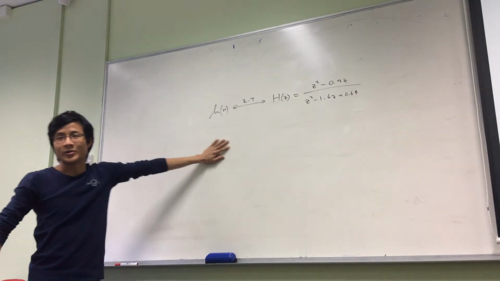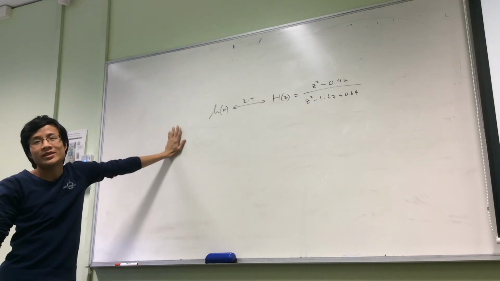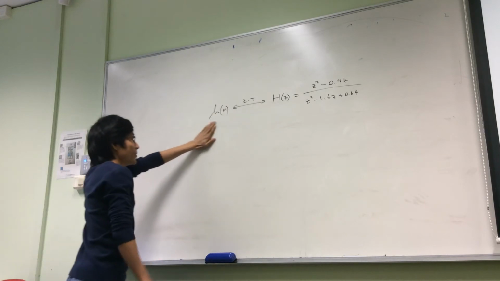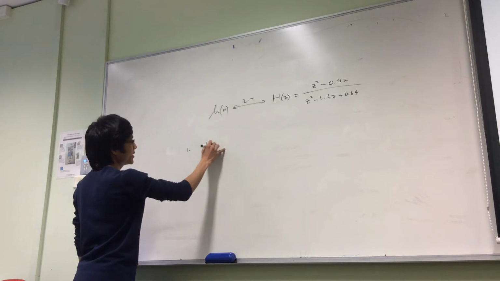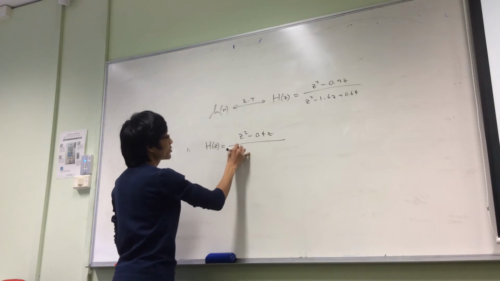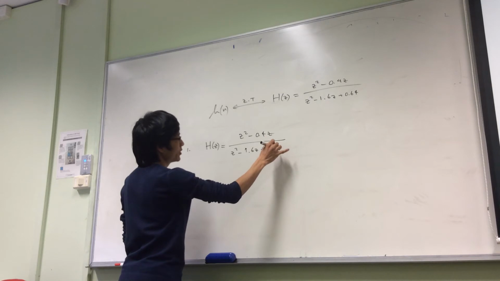There is no formula in the formula sheet to do that. What you need to do is something similar to the inverse Laplace transform, using partial fractions. It is step by step. First step, you write H(z) equal to Z squared minus 1.4Z over Z squared minus 1.6Z plus 0.64.